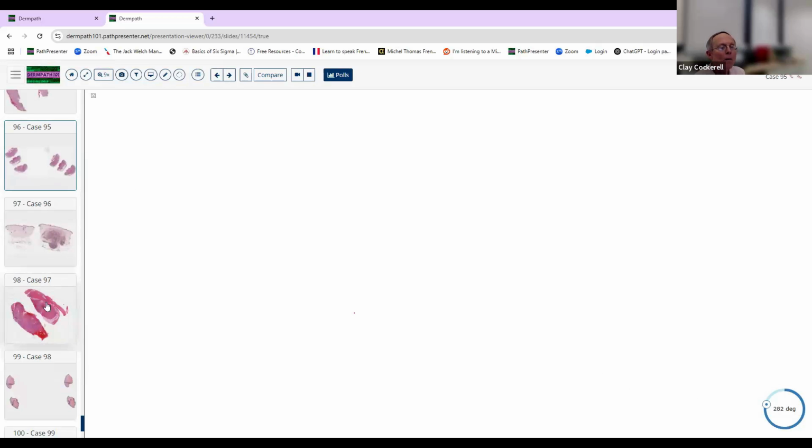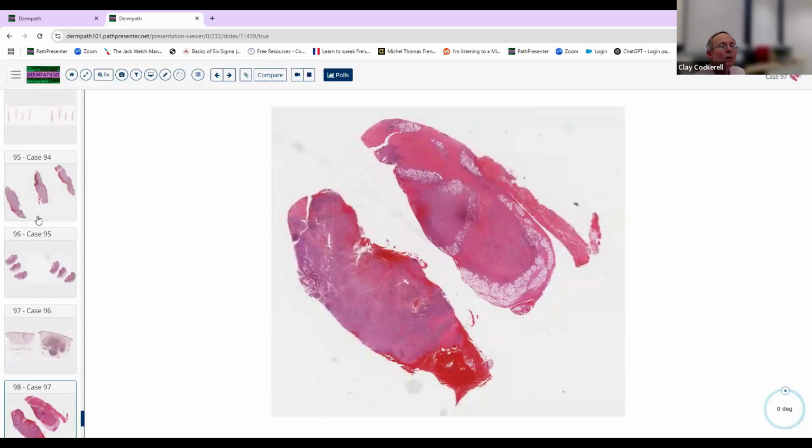Something happened here. Well, let's go on. Anyway, something happened with that image and I'm not able to pull it back up again for some reason.